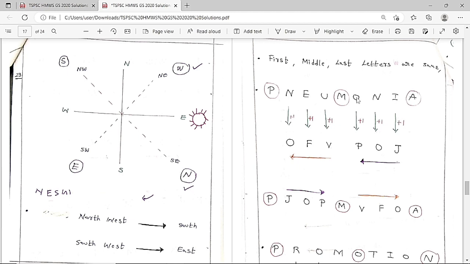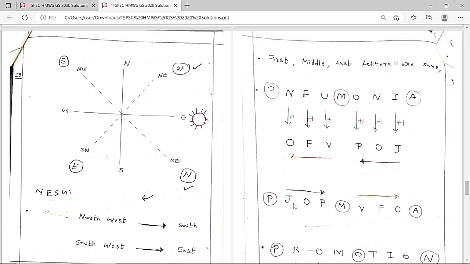What is the logic here? NEUONI. If you see clearly, here it is J, here it is JOP, here VFO. So what I will do? Here N means I will add +1, after N you will get O. E means add +1, I get F. U means add +1, I get V. Similarly for O, if I add +1 I get P. For N, add +1 I get O. For I, add +1 I get J. So after N you get O, after E you get F, after U you get V, after O you get P, after N we get O, after I we get J.